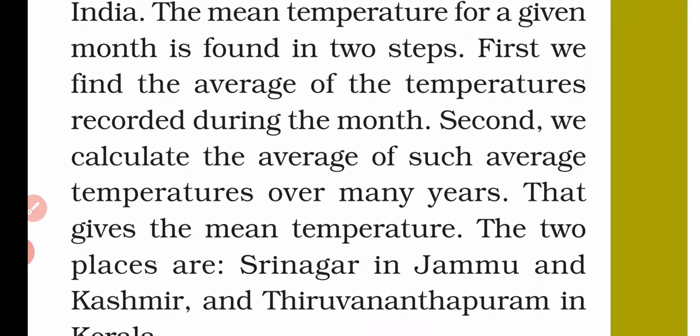Suppose we get a temperature of 25 degrees centigrade, then it is quite moderate. But if we get a temperature of around 15 degrees, in that case we can say the climate of the place is quite cold. And if the temperature is around 35 to 40 degrees centigrade, then this is a hot climate. And if there is lots of rainfall also, then we can say the climate is quite hot and humid.